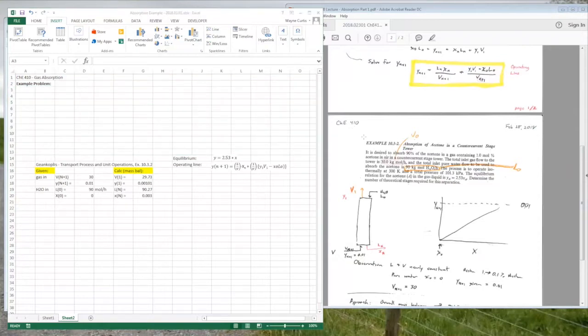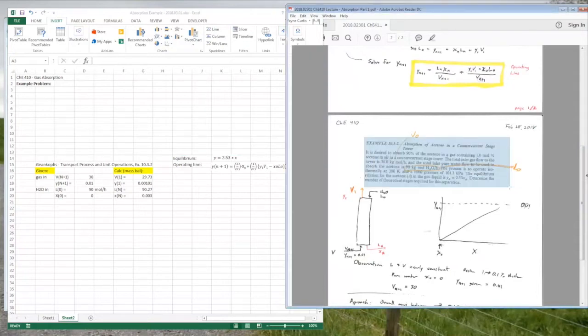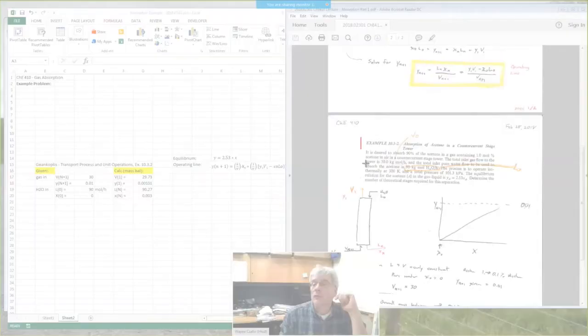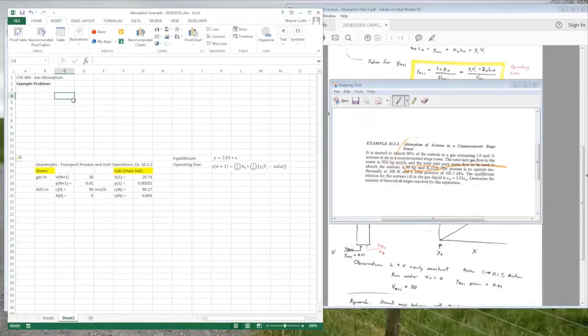So we have our example problem. This is taken from Giancopoulos. It's a very simple gas absorption problem. I'm just going to snip this example problem here and throw it over into the spreadsheet. I'm going to give you the spreadsheet at the end.